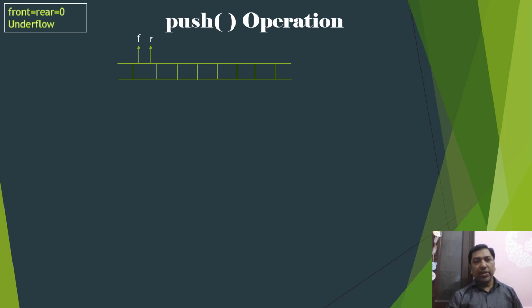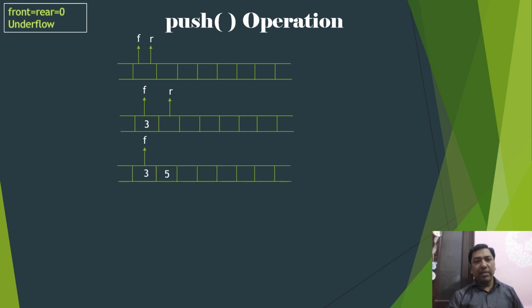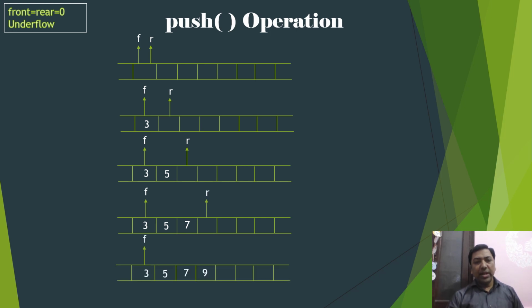When we have to insert the first number, the number will be inserted at the rear location and then rear will be post incremented, means after insertion the rear will reach the next index. There will be no change in the front. The next number will be inserted at the current rear place and rear will be post incremented. Same process for the next numbers.